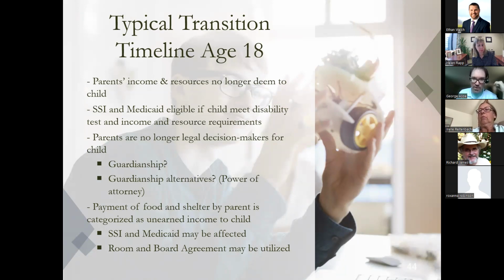Now, having the parents let the child live at home rent free and provide their meals, this becomes in-kind support and maintenance to that child. So what we want to do in those situations is have the child enter into a formal agreement with their parent to pay them room and board, so that their SSI isn't reduced because mom and dad are providing free food and shelter.